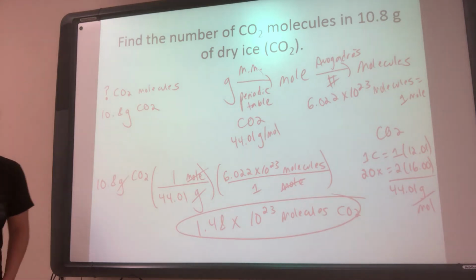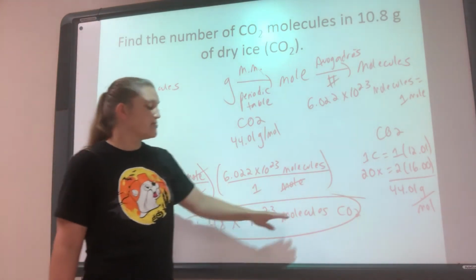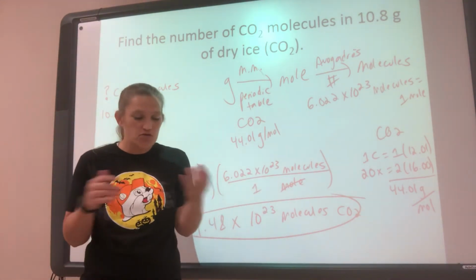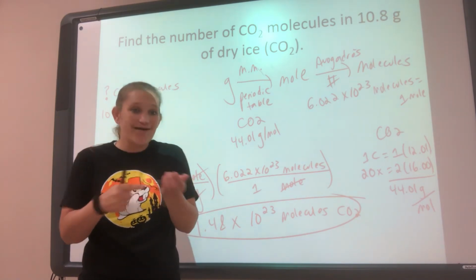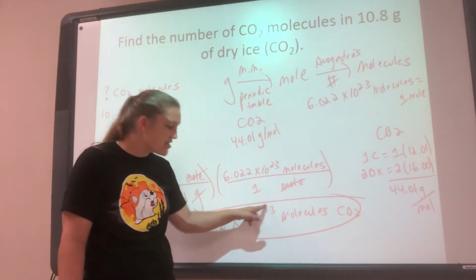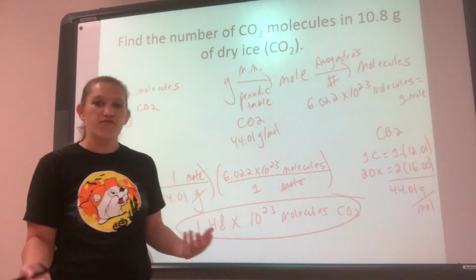Now remember, how do I know if this is correct? If it's molecules, it's got to be a really big number, because I'm going to have a lot of molecules, something I can kind of weigh out and put in my hand. There's going to be a ton of molecules. So if it's molecules, this number should be 10 to some positive 20 answer. So I've got 10 to some positive 20, so I feel pretty good about it.